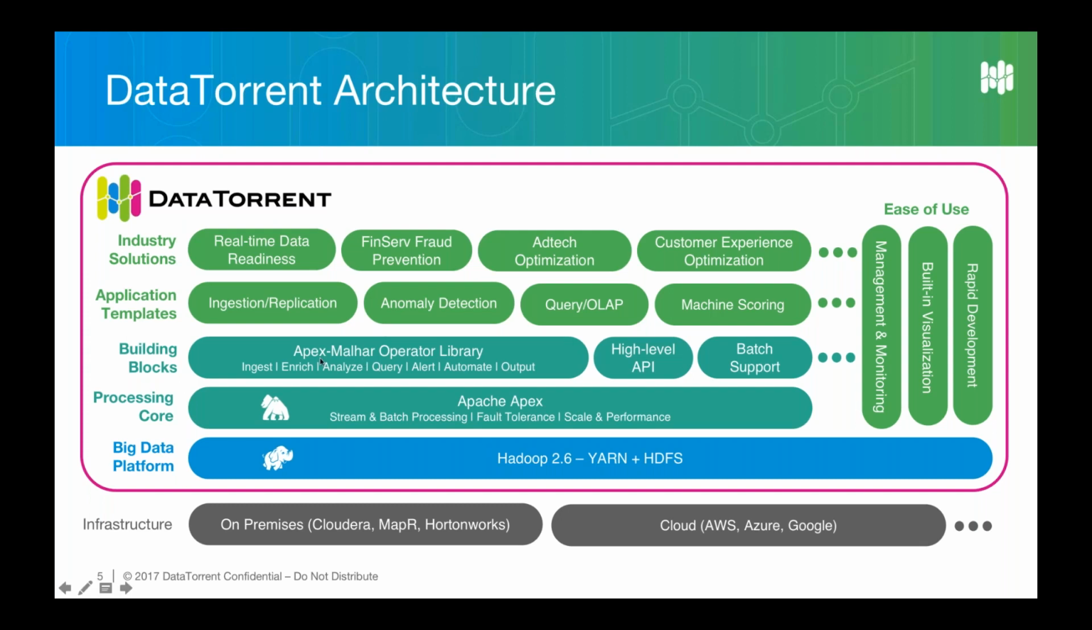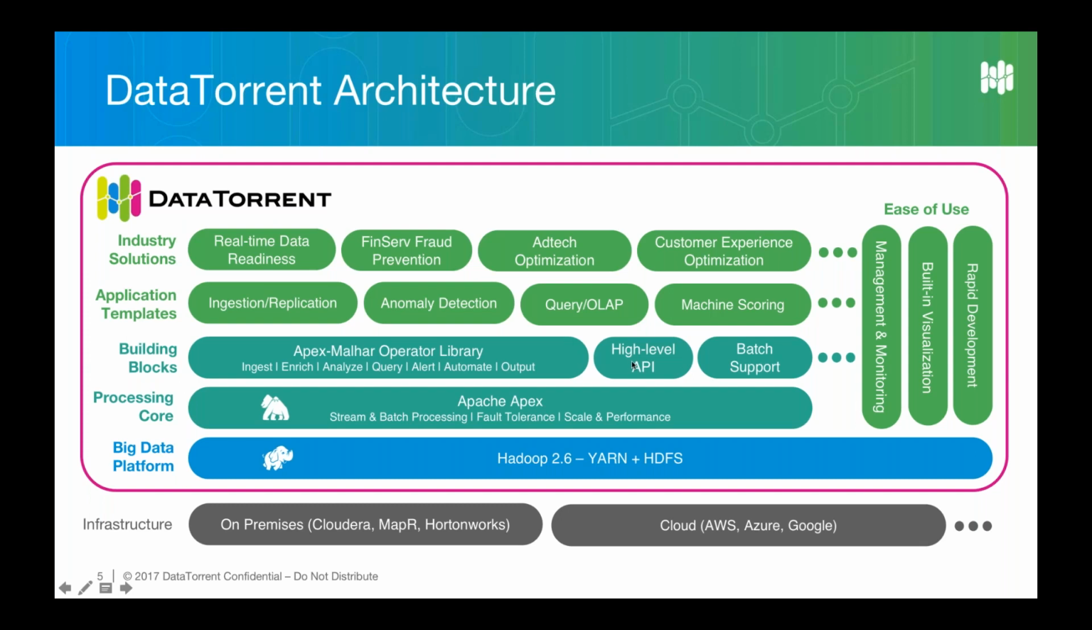On top of it, we have the Apex Malhar operator library, which is also part of the Apex layer that I talked about. These are operators: input, output, and processing operators. We have a variety of operators. By the way, all of this is open source, so you can go to the GitHub repository and look at the operators which are part of the Malhar library. We have operators for ingestion, enrichment, analysis, and alerting, or even outputting to various data destinations.